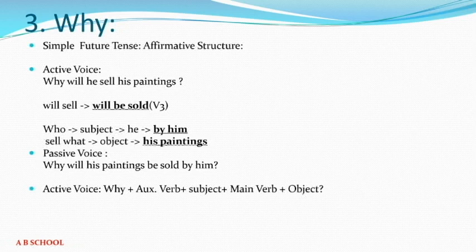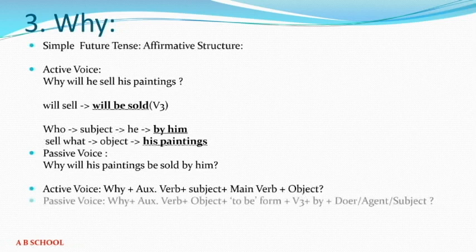Okay, the formula as appears before you, active voice: why plus the auxiliary verb, here it is will, plus the subject plus the main verb plus the object and question mark. And the passive voice structure is why plus the auxiliary verb plus the object plus to be form plus verb 3. Now here this is the correlation. The to be form will always be found before the third form of the verb. And then the last, by plus doer of the action. Clear?